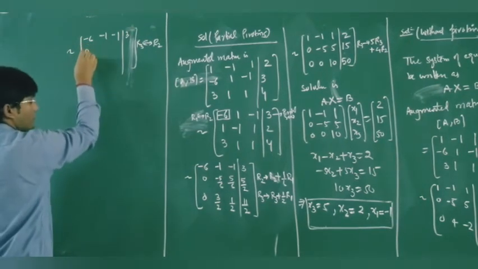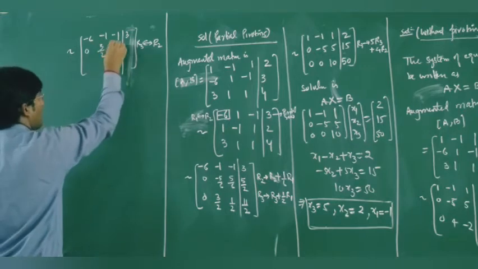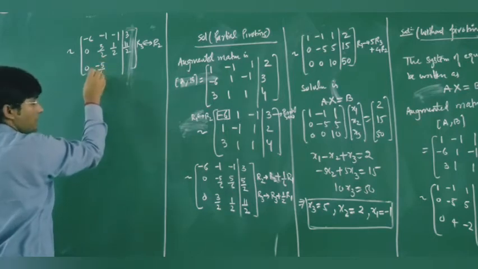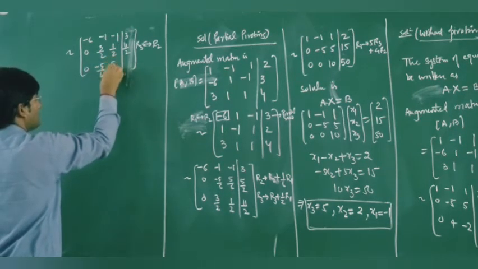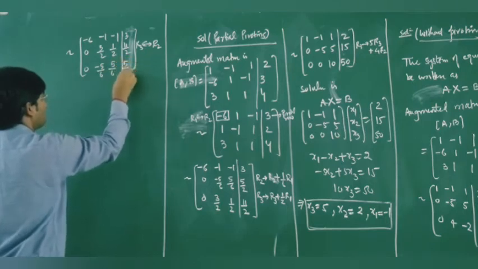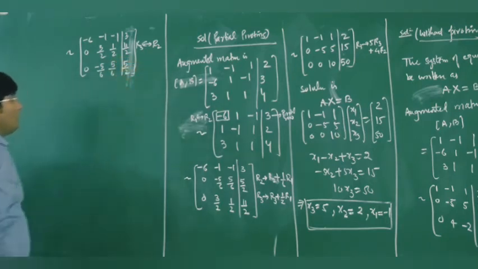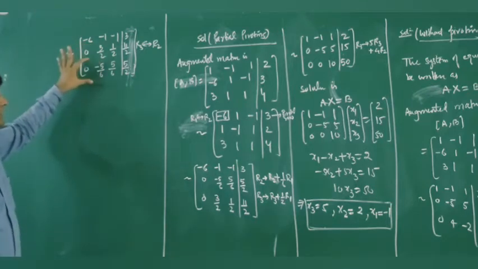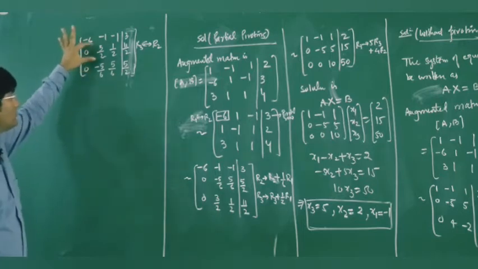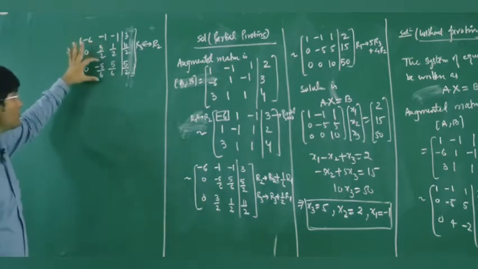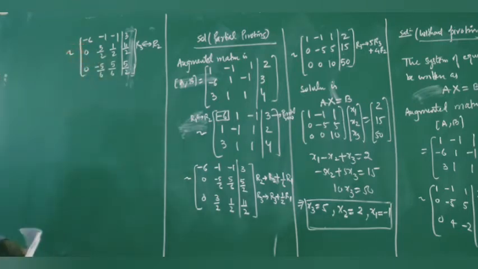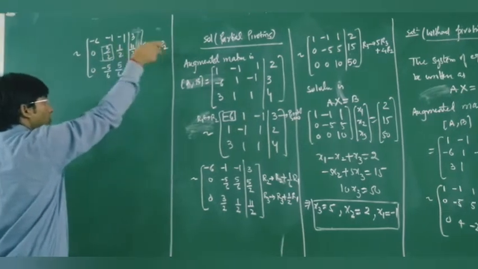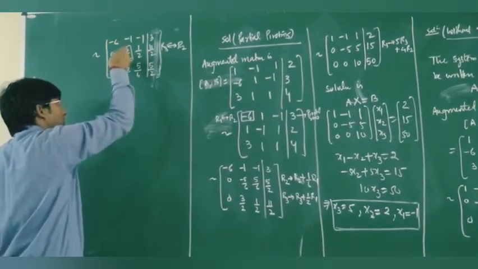So here we will have 0, then we will have 3 by 2, then we have half, then 11 by 2, then we will have 0, minus 5 by 6, then we have plus 5 by 6, then again we have 5 by 2. Okay, now this is your 3 by 2, and here we have minus 5 by 6. Now with the help of this 3 by 2, we will try to make this element equal to 0. Now what is your multiplier? Now this is your pivot element and this is your pivotal row. Now with the help of this element we will try to make this element 0.